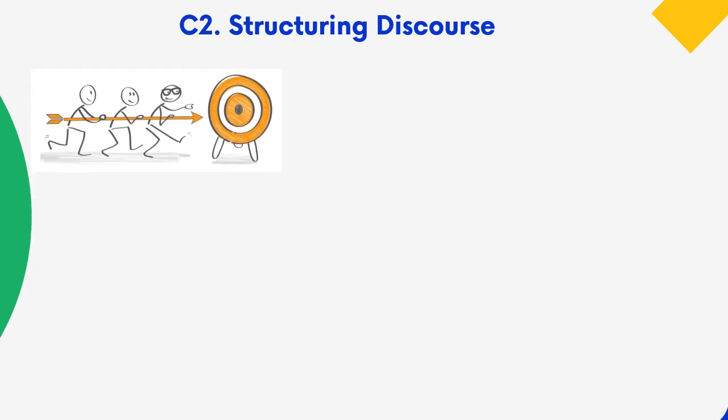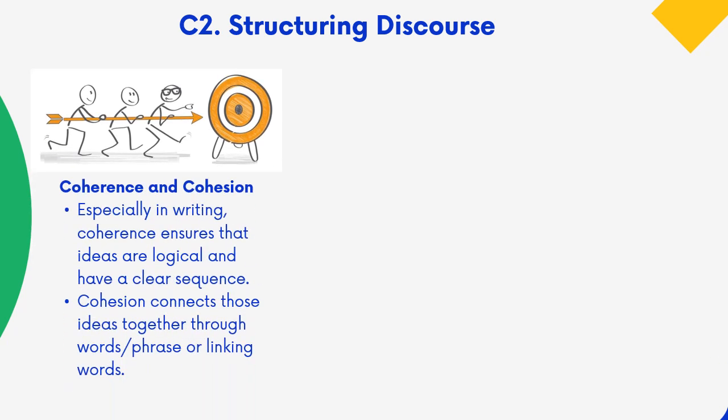In writing, to make your ideas clear, we need what we call coherence and cohesion. Coherent writing means that the ideas are logical and they follow a clear sequence. When you write an essay, for example, it is important that each paragraph flows smoothly into the next so that the readers can follow your argument or story without getting lost.